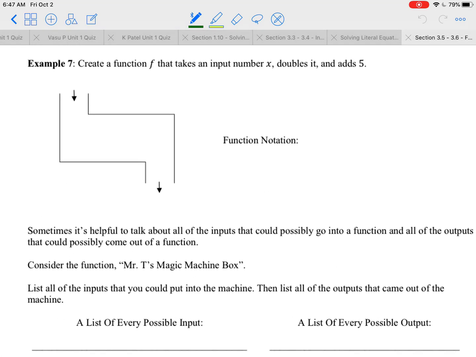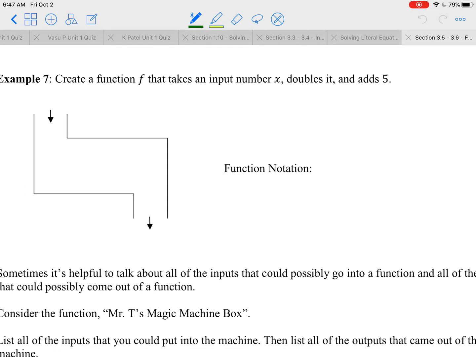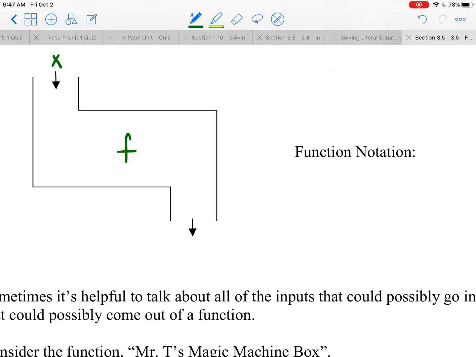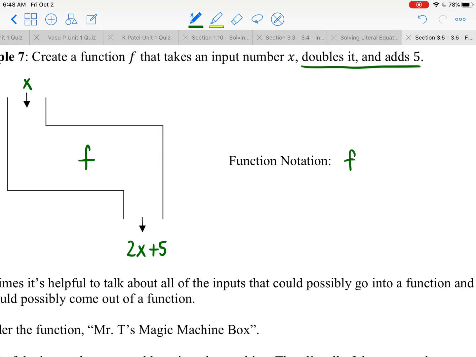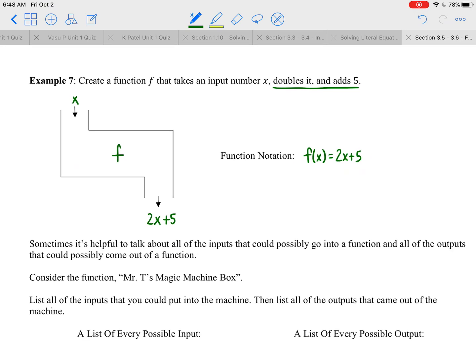All right, next page. Create a function f that takes an input number x. Okay, so here's f, that's the name of our function, input number x, doubles it, and then adds 5. So what would that look like? You double the input, so 2 times the x, and then you add 5 to the end of that. So you would say f of x equals 2x plus 5. Okay?